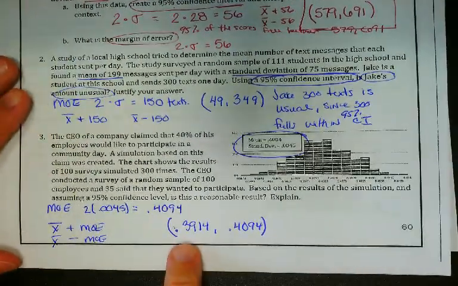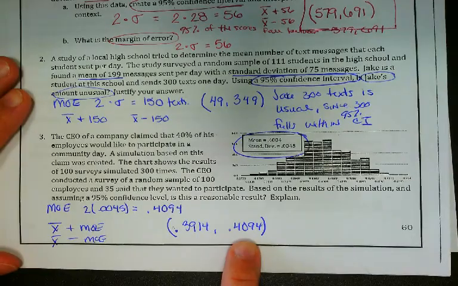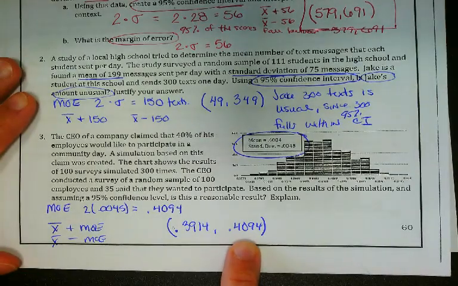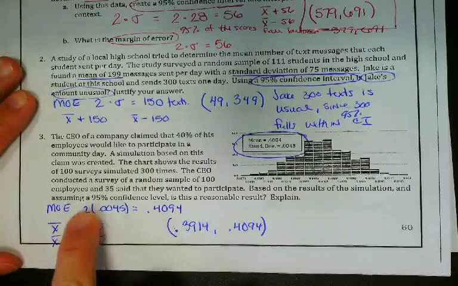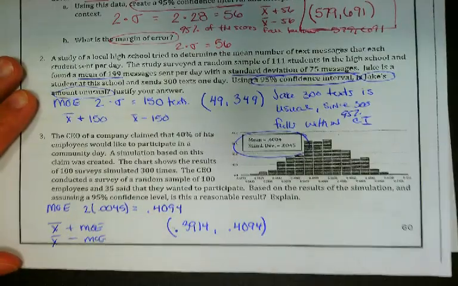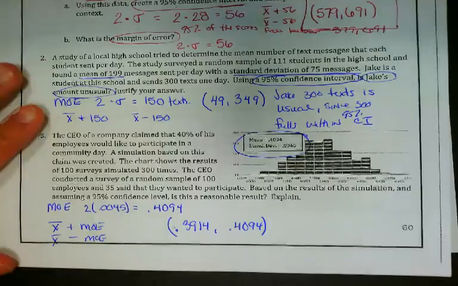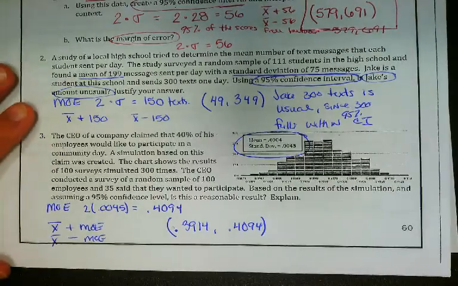How does my interval look? 0.3914 to 0.4094? Sound good to everyone? Margin of error, 2 times the standard deviation. Add and subtract that from the mean. Okay, so that's only half the problem. Now I got to actually answer the question.